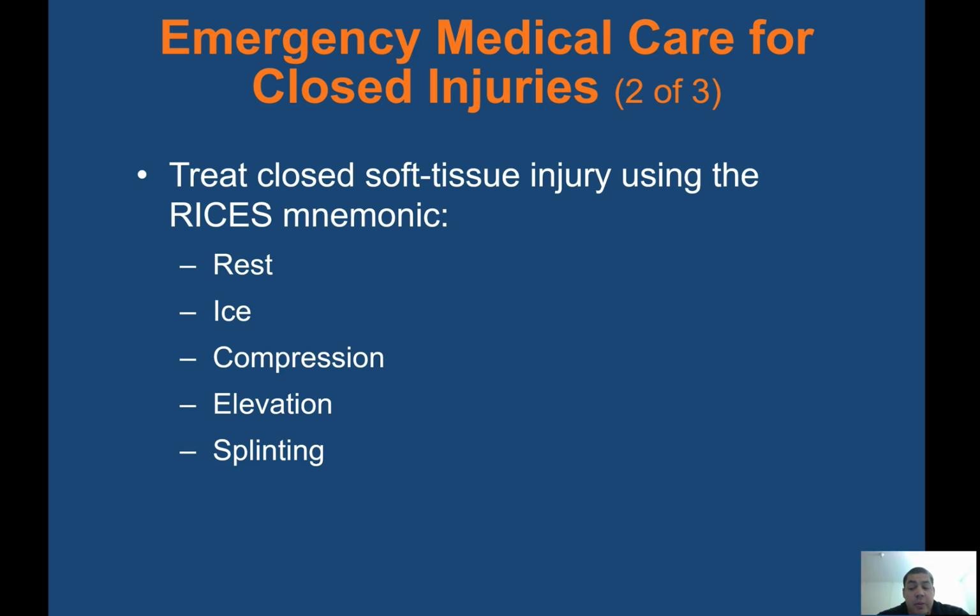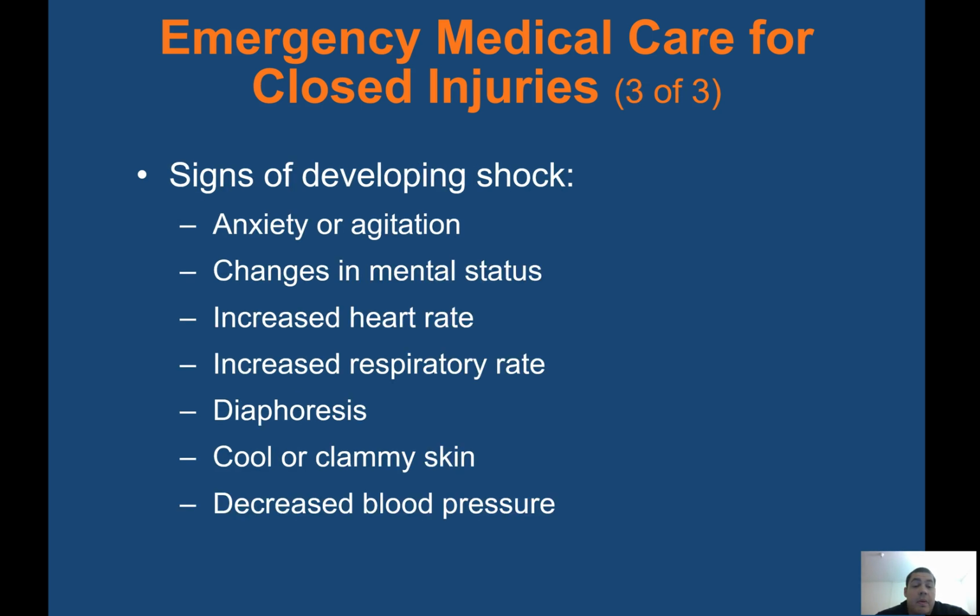So for any of you guys who have sprained an ankle, or who play sports, they're going to tell you to use the RICE method. Rest it, ice it, compress it, and elevate it, and splint it if possible. So go home, lay in bed, or sit on the couch, put a couple pillows underneath your ankle, and throw some ice on it. So signs of developing shock: anxiety or agitation, changes in mental status, increased heart rate, increased respiratory rate, diaphoresis, cool or clammy skin, decreased blood pressure.